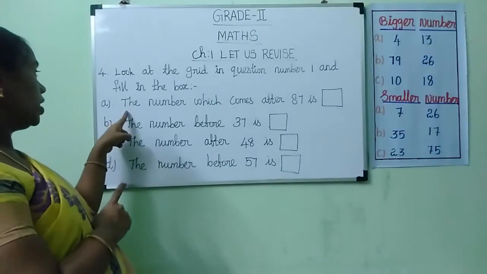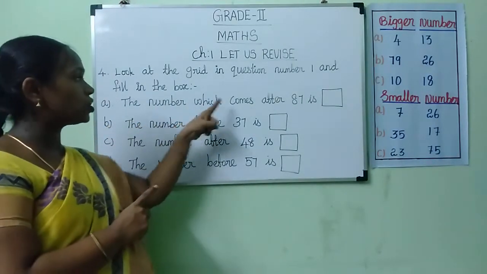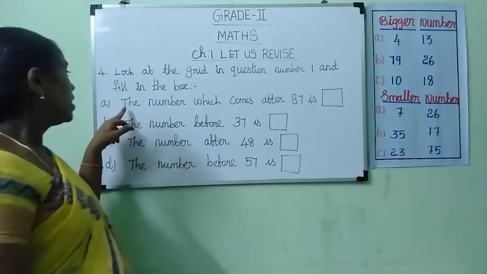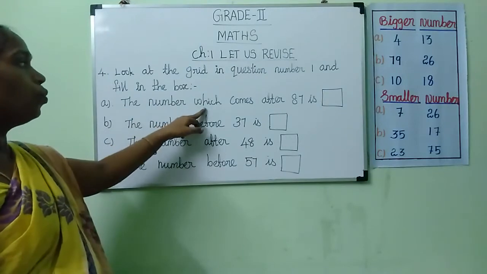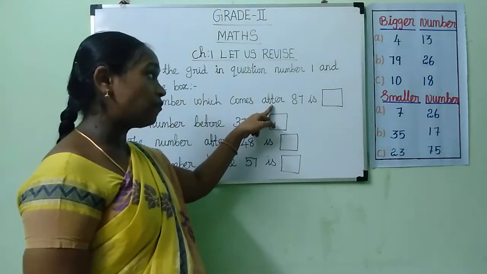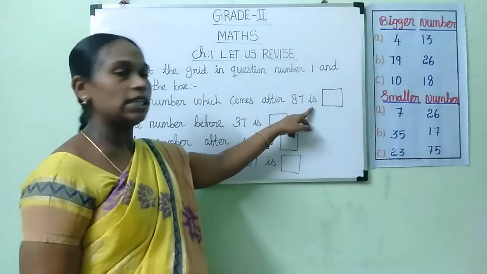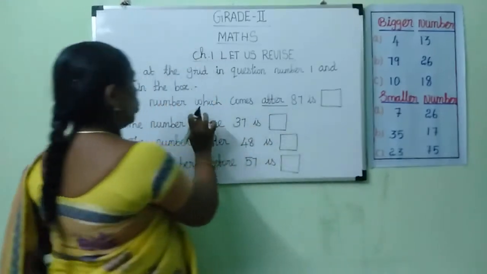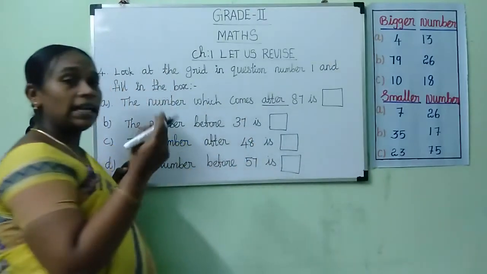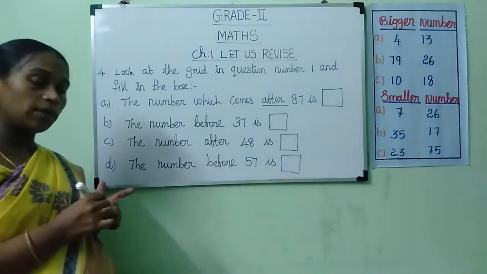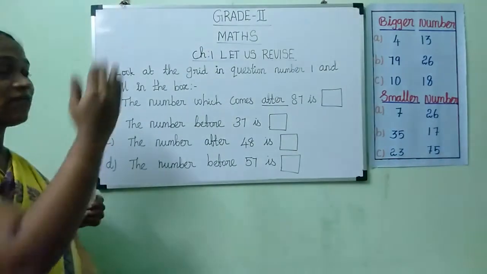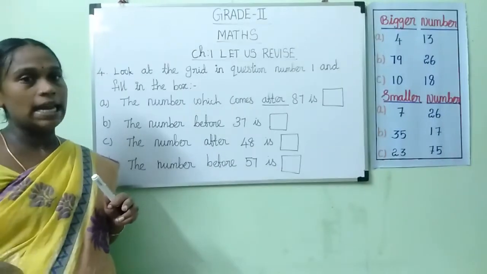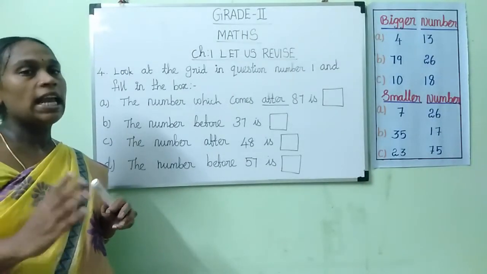See the first question, the number which comes after 87 is, what is this? Here it is after, which comes after 87. After means next number. 87 next. What will come? 7 next, 8. So after 87 is 88.